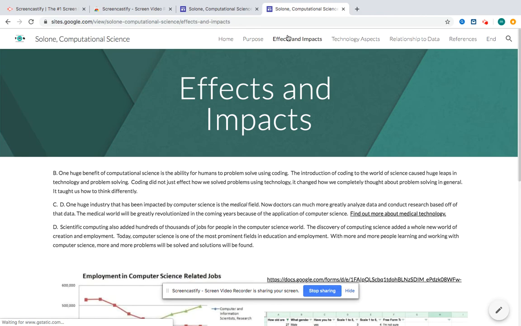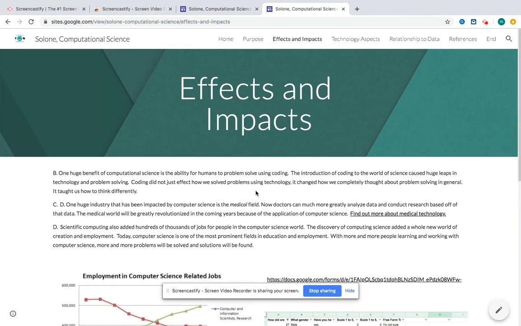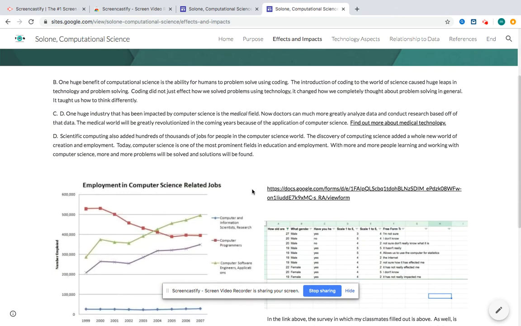Next is the effects and impacts. And this just talks about some of the things that computer science and scientific computer work has done. The first thing I talk about was just the aspect of learning to code and scientific computers. It really changed how we thought and how we decided to solve problems. Another thing I talked about was the medicine world. Hugely, it's affected medicine and diagnosing and figuring out different diseases. The medical world is hugely shaped by computer science.